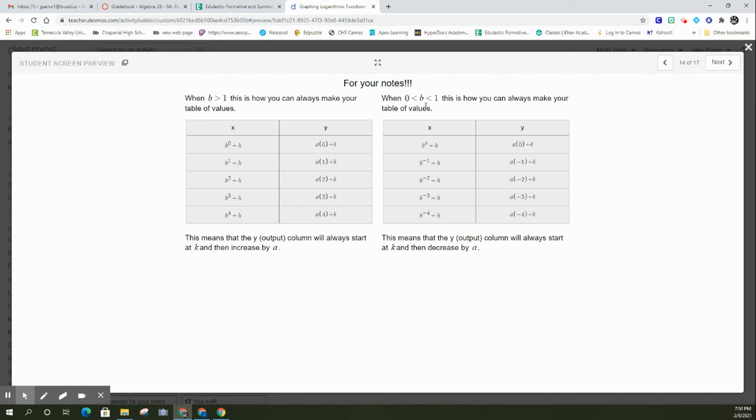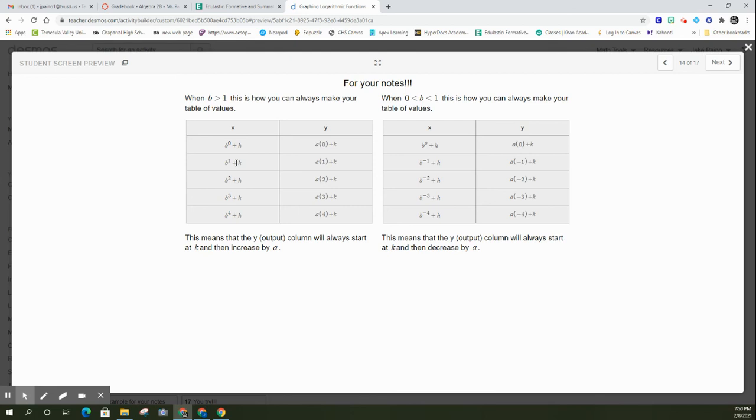And then right here, if b is a fraction between 0 and 1, now we've got to be able to flip that fraction. So we want to use negative exponents. We'll start with b to the 0, and then we're going to go b to the negative first plus h, b to the negative second plus h, and so forth. And then now our y values are going to start at k and go down by a. We noticed that on that example that we did where b was 1/2, the right end behavior is going down towards negative infinity. So this is good for your notes.